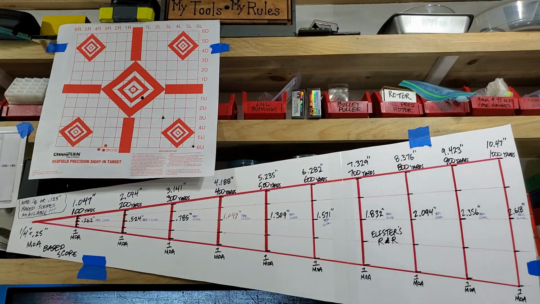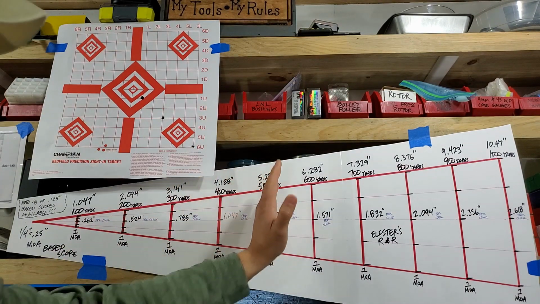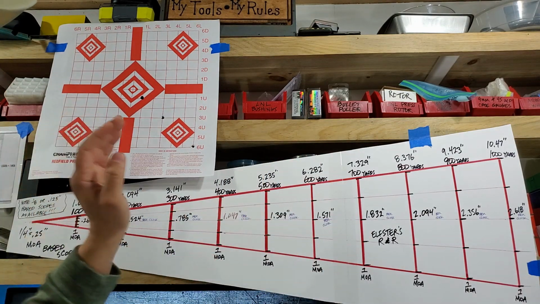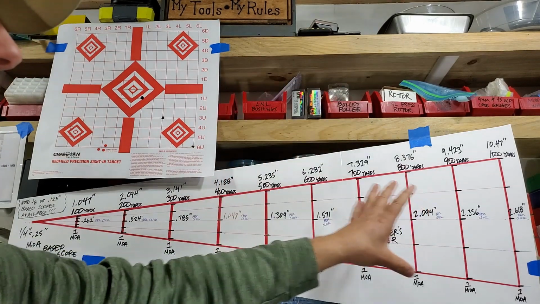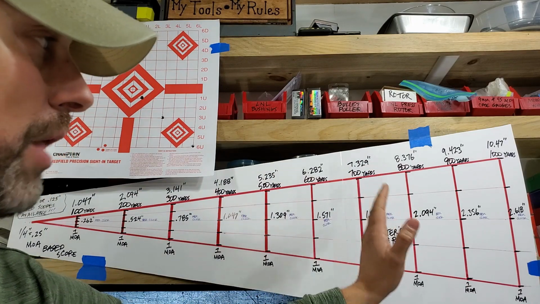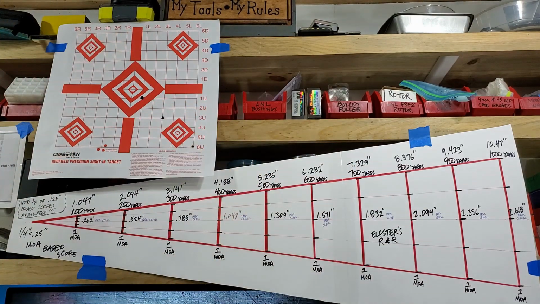And that's why once you start getting past 500-600 yards, you really should start using the true measurement of what 1 minute of angle represents at that yardage. And it is very important. And if you don't, you're going to miss your target.